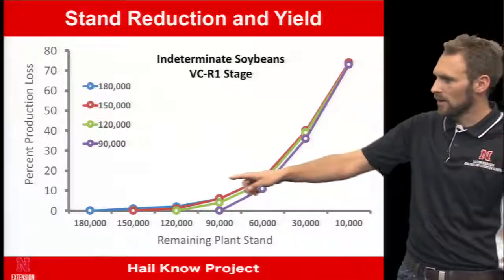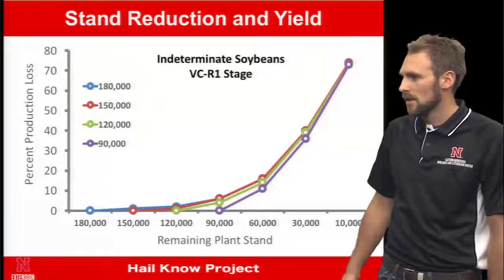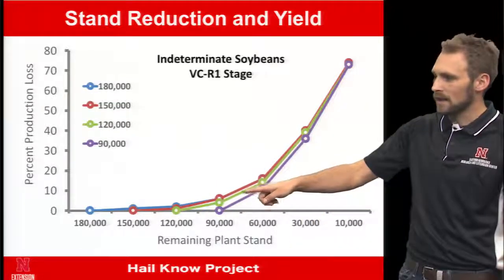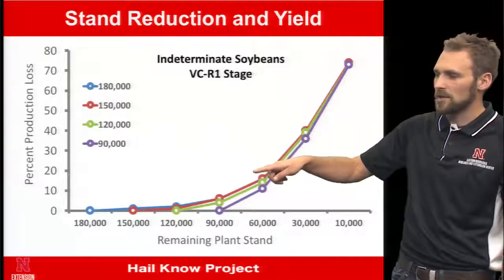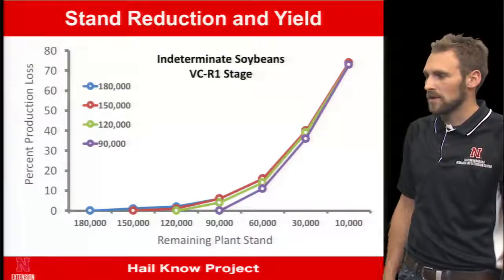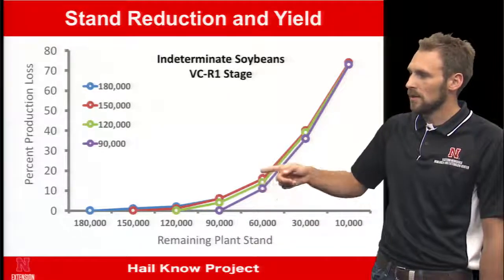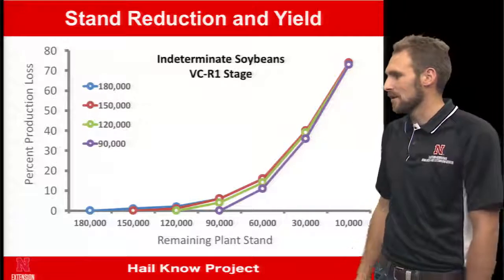If we look through this chart, 180,000 dropping all the way down to 120,000, no significant yield losses. Once we get down to 90,000 or even 60,000, that's where we start to jump up. And certainly the date at which this happens is important for considering replants. But we're not talking any significant yield losses really till between 90 and 60,000 plants out there.